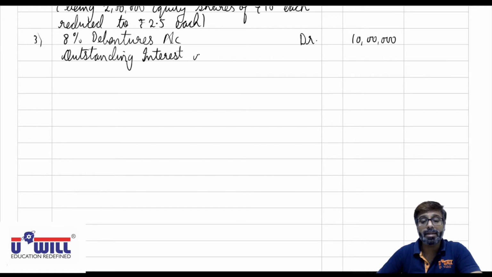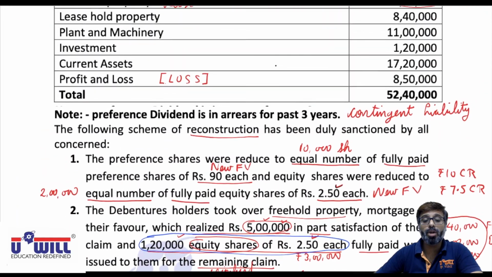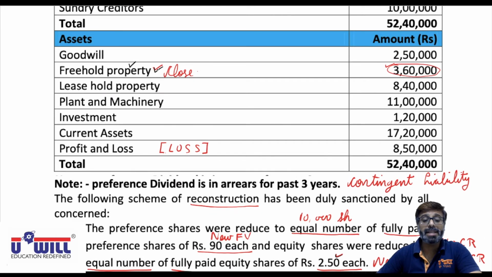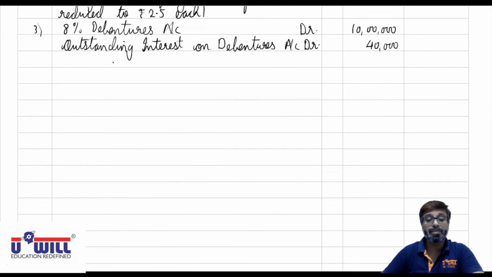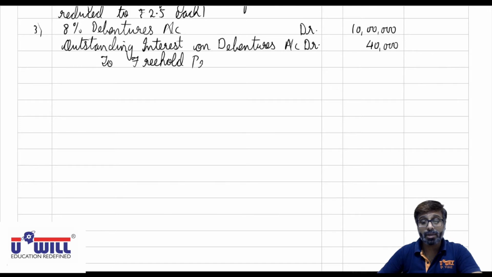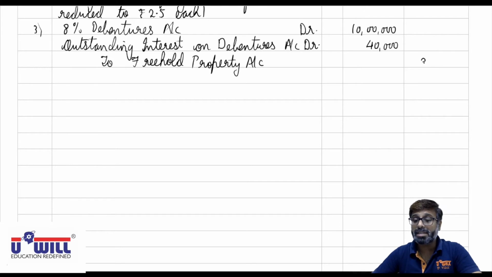Outstanding interest on debentures account we will close and debit with 40,000. Then close freehold property. Freehold property is an asset, it's a debit balance. To close it we will reverse and credit it with 3,60,000, to freehold property account 3,60,000.